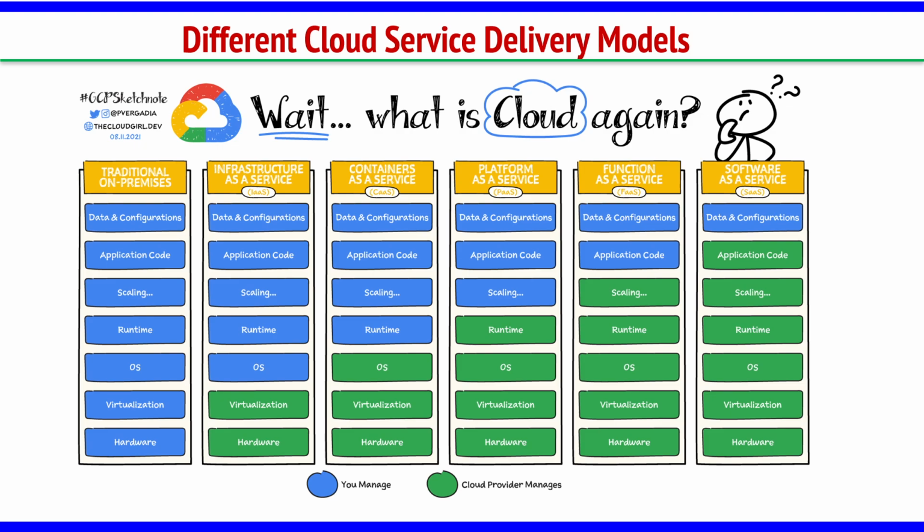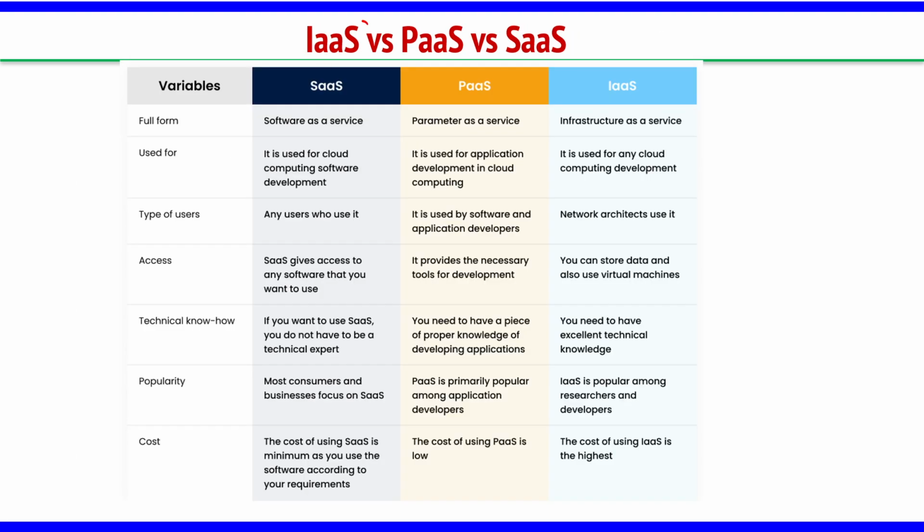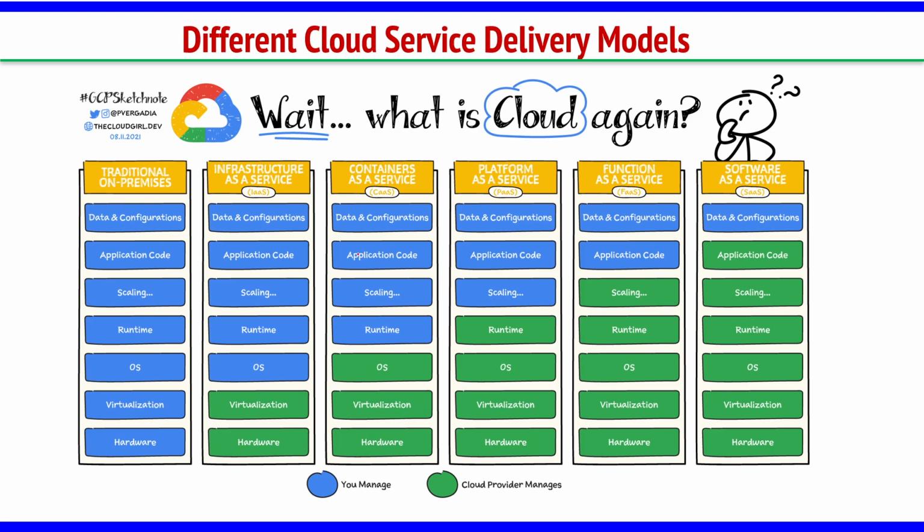Okay. And finally, along with these three, there are a few more service delivery models, right. One is container as a service, an additional one, and the second one is function as a service. So you see where it falls actually. This is on premise, this is IaaS, second one. Third one, you see container as a service.